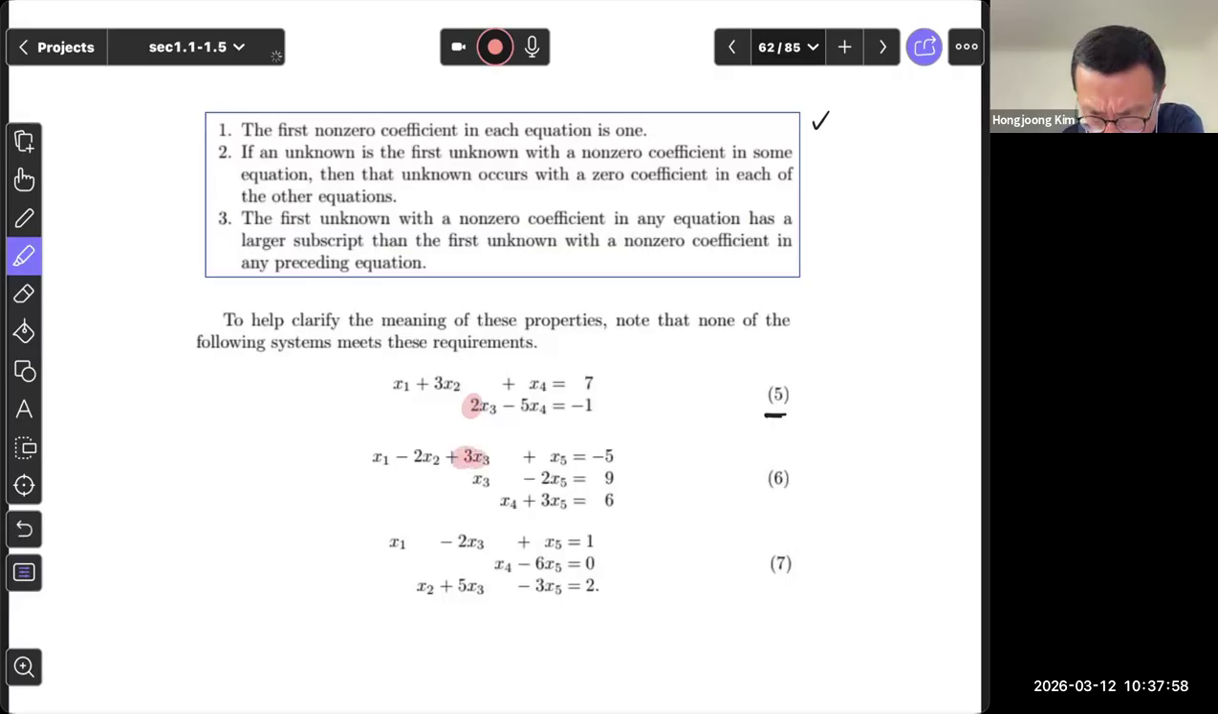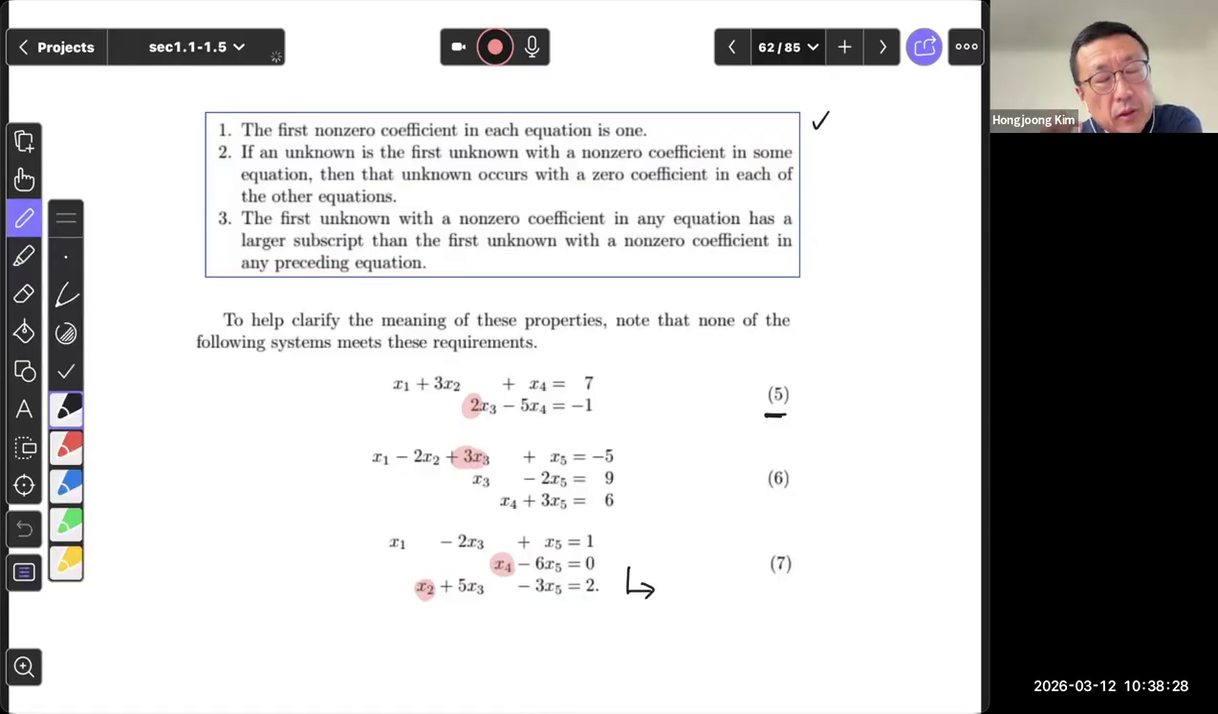And in system 3, x4 is the first unknown with a non-zero coefficient in the second equation. In the third equation, x2 is the first unknown with a non-zero coefficient. So as I said, if you go down, these coefficients must be located to the right, and that is not satisfied in system 7.